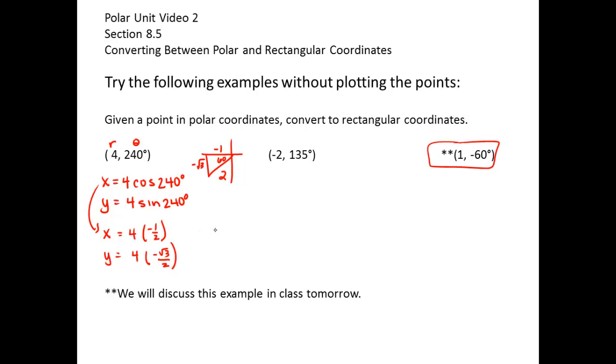When I simplify those, I'm going to get negative 2 for my x value, and for my y, I will get negative 2 root 3, because this will simplify here. Now note that my ordered pair in rectangular coordinates is a negative, negative, which belongs in the third quadrant. That's a good way to check to see if you've done it correctly. Let's try the next one.